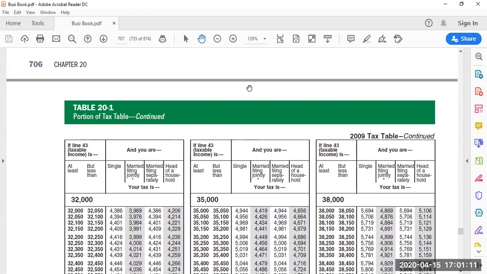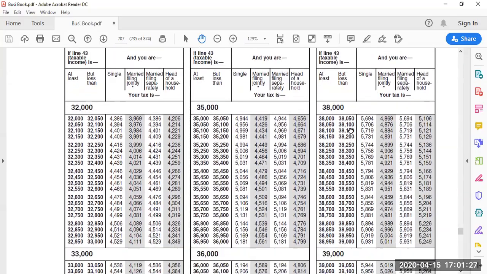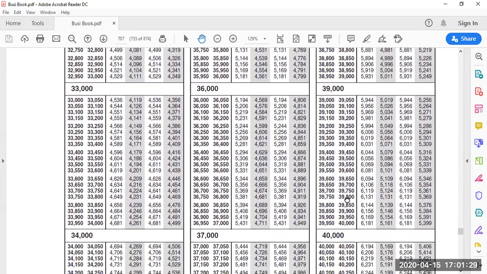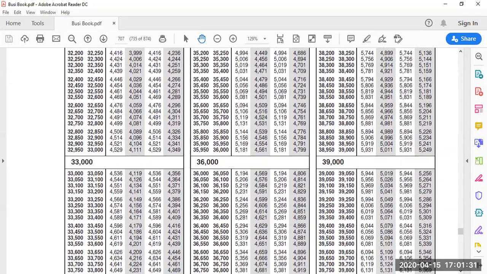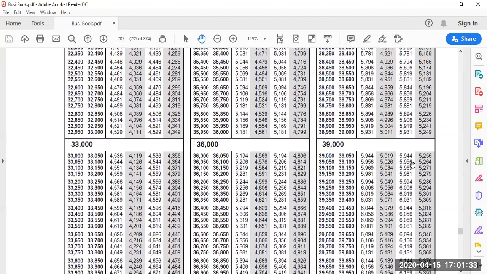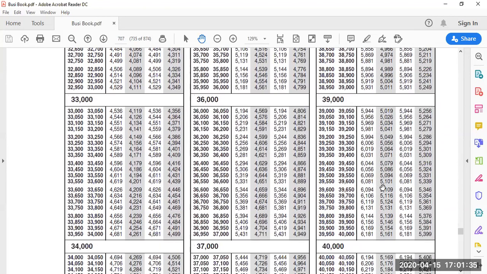Okay. So once again, you can see here this table: married filing jointly, married filing separately, head of household. Just making sure we went back and we got the right columns. First column, single, married jointly, married separately. So we use those numbers.